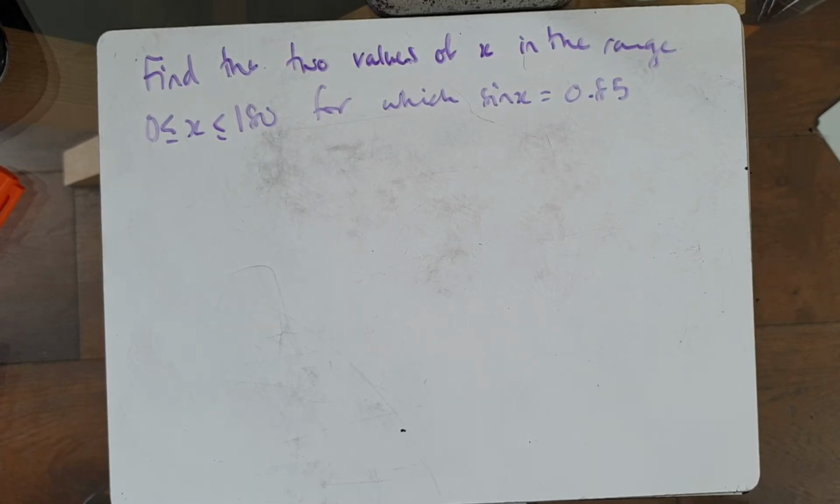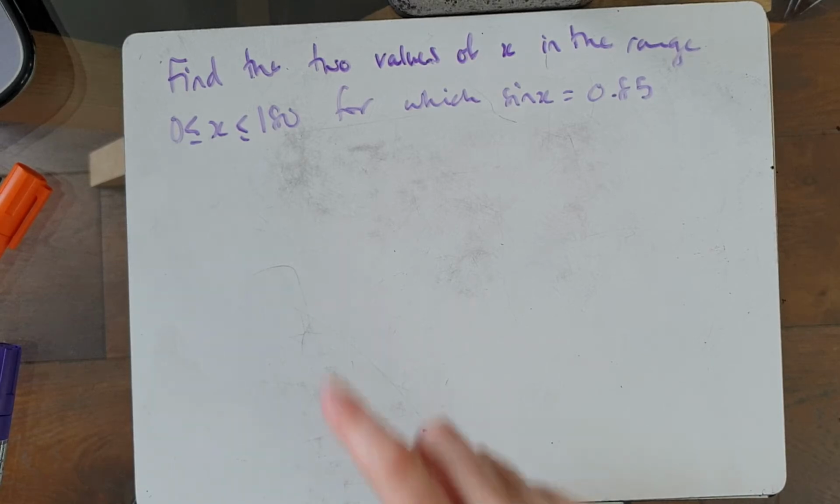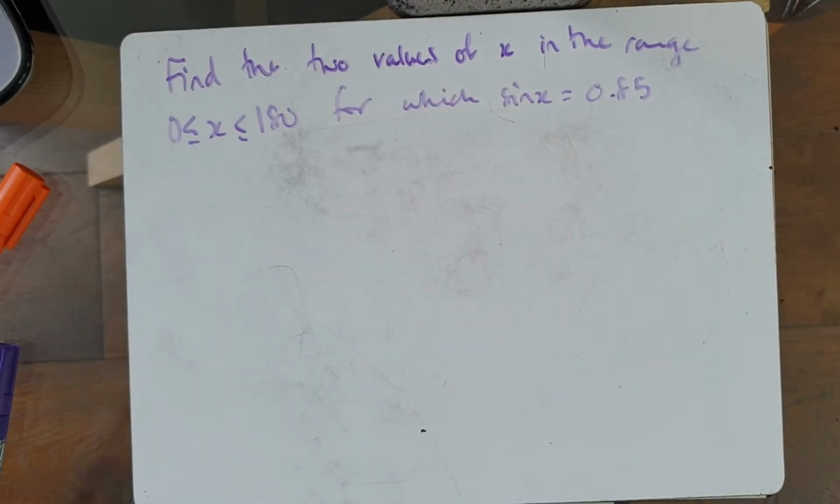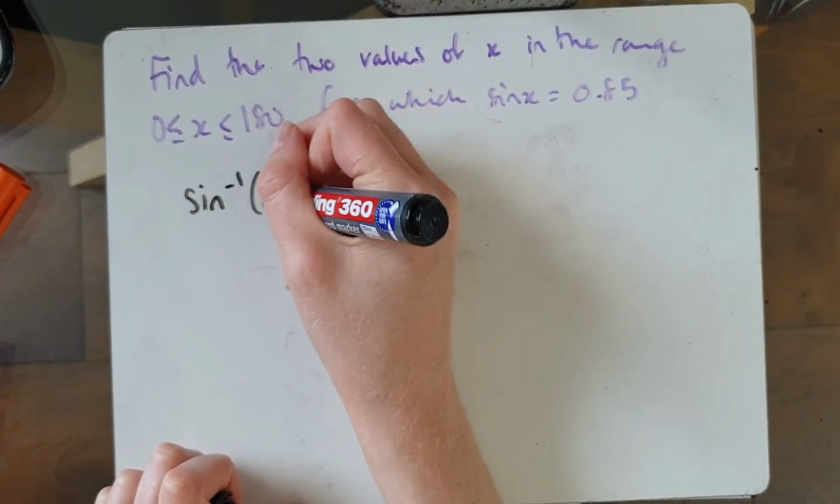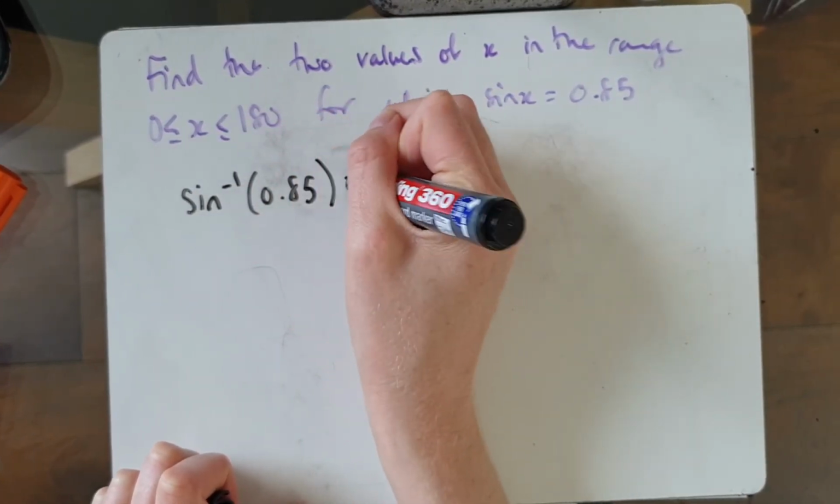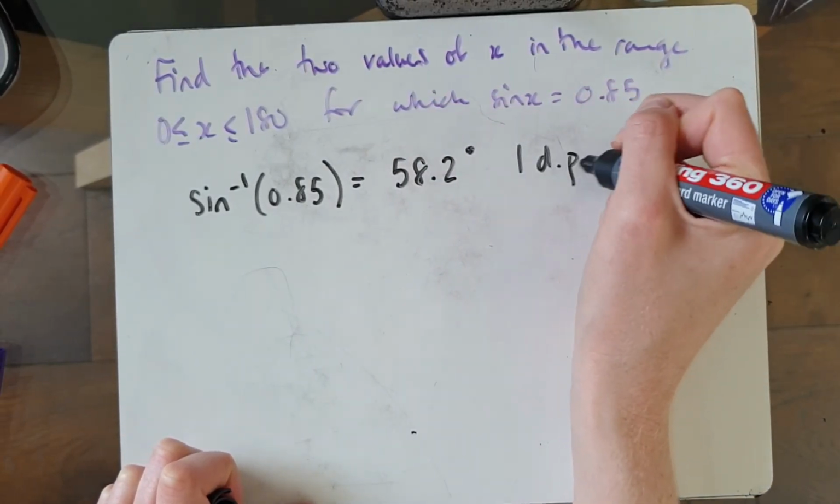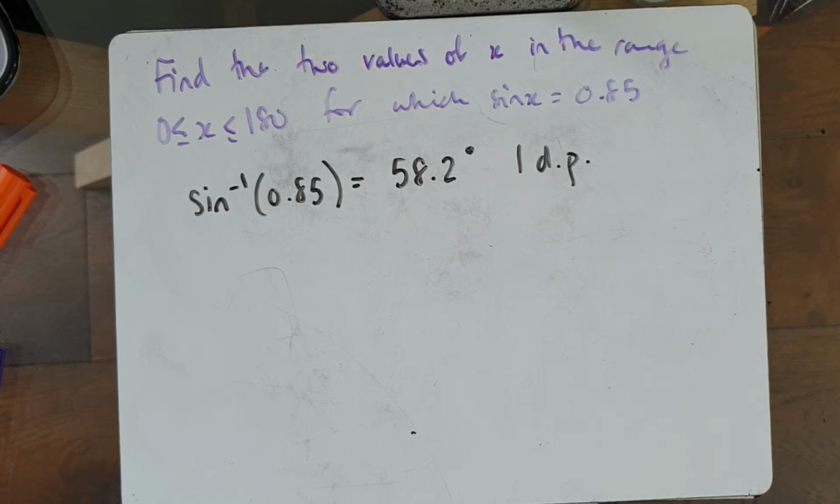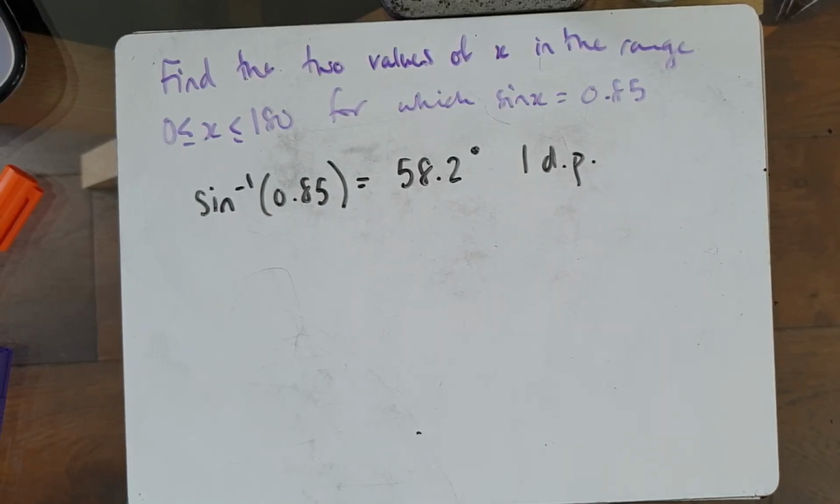So calculators are useful here, and we're going to use our calculator to find the first value. So there are two values. The first value, we're just going to do sine inverse of 0.85, and that gives us 58.2 degrees to 1 decimal place. So there's one answer, but that is the only answer that the calculator is going to give us.